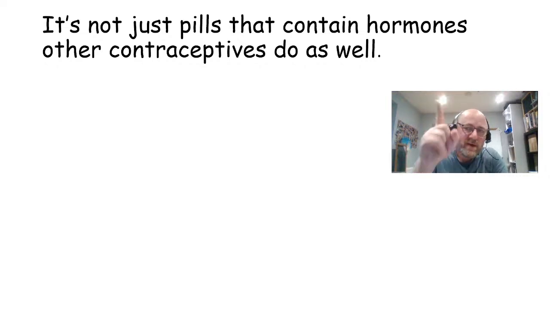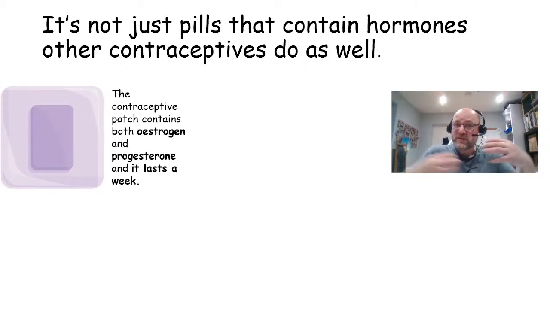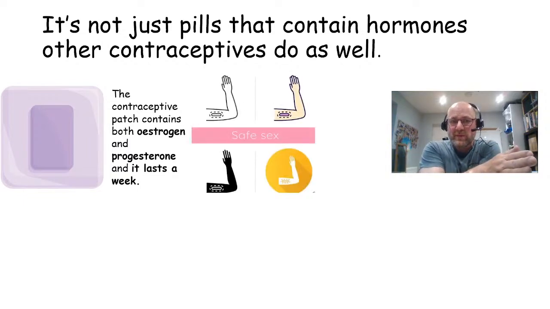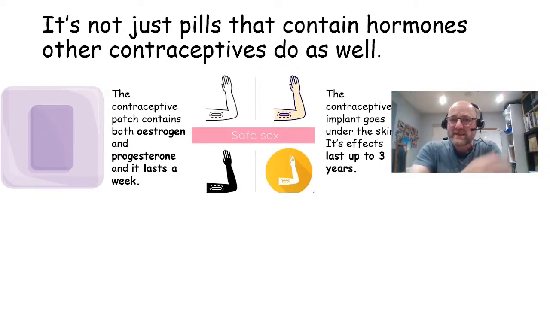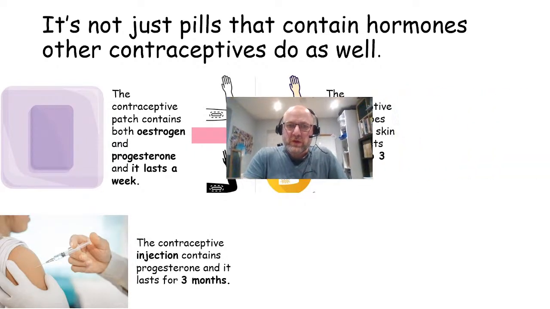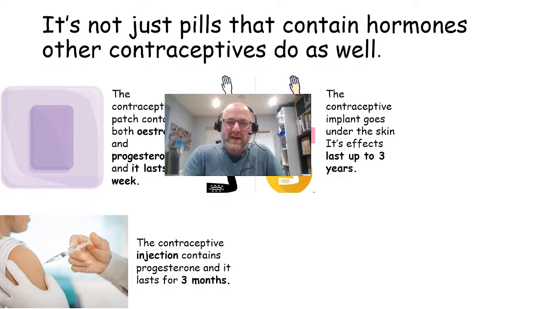If you don't want to take the pills, there's other ways to get estrogen and progesterone in your body. You can have the contraceptive patch, which lasts a week. Now you don't have to worry about taking pills for the week. You stick it on your arm like a nicotine patch, and it releases the hormones. Now, you can go a step further and have an implant.